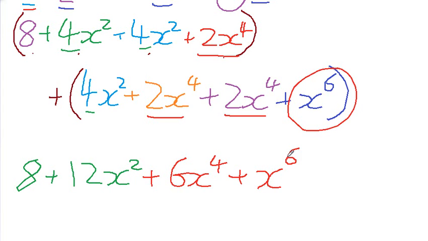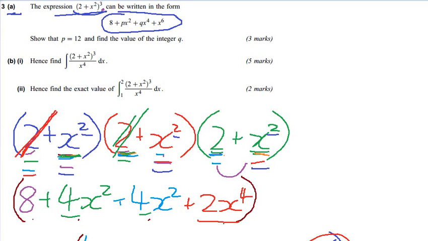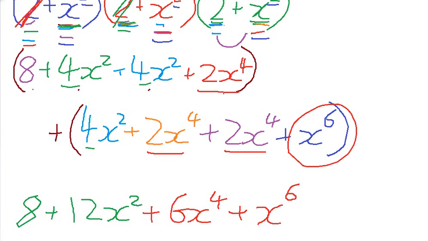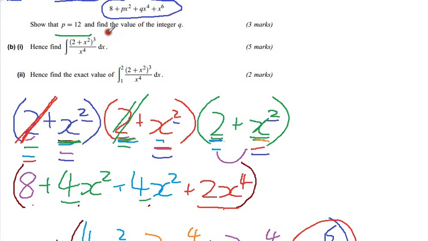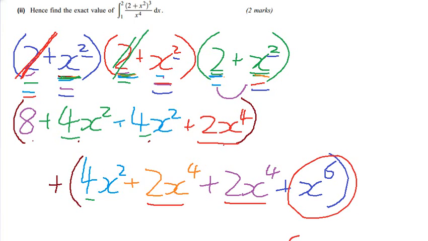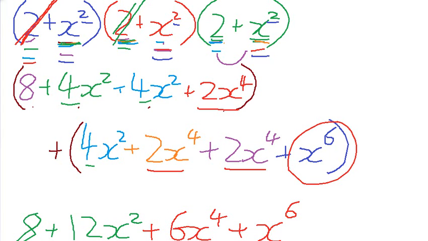So I think, if I'm not mistaken, that has answered our question. Our question was, show that p is equal to 12. Well, down here, p in front of the x squared is 12, so we have done that. And find the value of the integer q. So q is in front of x to the 4, and we have it as 6.